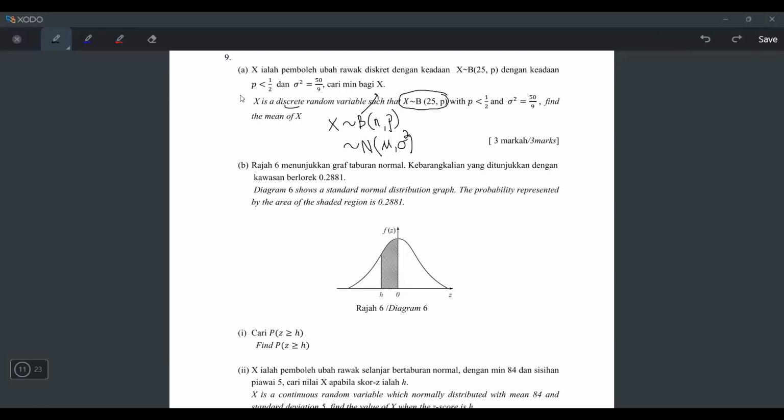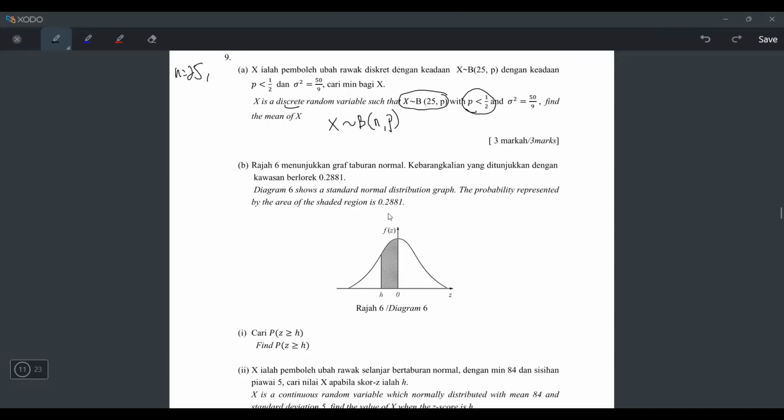So now you know what's 25, right? What's the 25? It's the n. The n is 25. So now we know n is 25. And then the next value is p, and they never give us, so we don't know. And then they say p is smaller than 1/2. Why would they suddenly mention p is smaller than 1/2? Definitely later will be useful one.